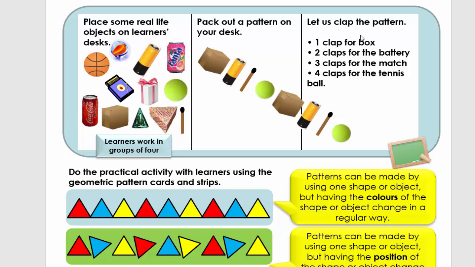Then you're going to look at the pattern, and for the box, you're going to clap 1, the battery 2, for the match 3, and for the tennis ball 4. And you're going to repeat that. So we're going to say clap 1, 1, 2, 1, 2, 3, 1, 2, 3, 4. And we start again: 1, 1, 2, 1, 2, 3, 1, 2, 3, 4. And we start again: 1, 1, 2.